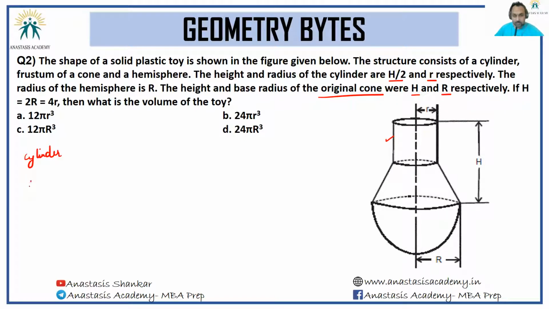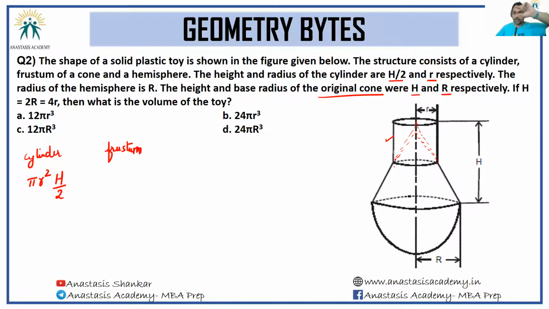Volume is given by pi r square h by 2. This is the volume for cylinder. Now for the frustum, you have to pay attention. It was cut off from something. Ideally, it should go all the way till here. It was cut off at the halfway mark.